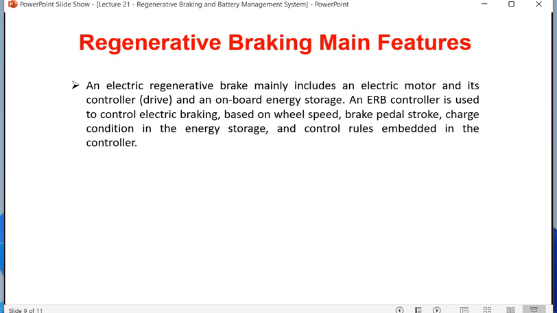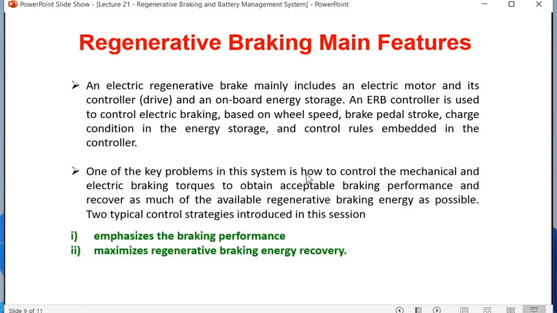Now regenerative braking main features. An electric regenerative brake mainly includes an electric motor and its controller and an onboard energy storage, so there is a battery. The electric regenerative brake controller is used to control electric braking based on the wheel speed, brake pedal stroke, charge condition in the energy storage, and control rules embedded in the controller. Second thing is, one of the key problems in this regenerative braking system is to coordinate the mechanical and electrical braking torques to obtain acceptable braking performance and recover as much of the available regenerative braking energy as possible. That means there is always a target that we have to achieve, this much of regenerative braking. So continuously there should be a recovery mode.